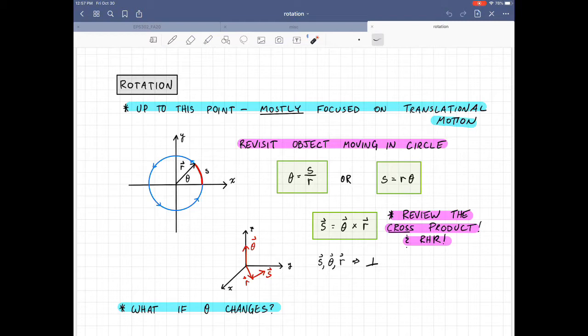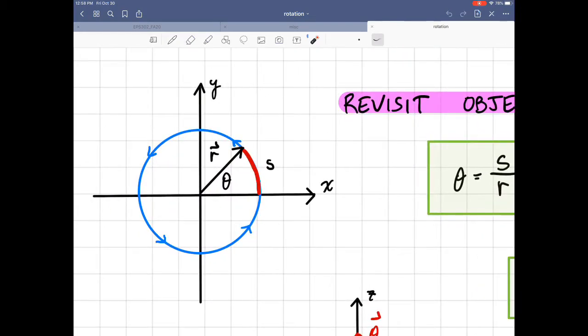We're going to focus for a little bit on this idea of rotation and objects that are better described using a slightly different notation or formalism, because the objects are traveling in an orbit or rotating rather than in a linear fashion. The first thing we want to do is revisit an object moving in a circle. I've got an object here that's moving along this path, and you can see the circle here, so the object is orbiting counterclockwise.